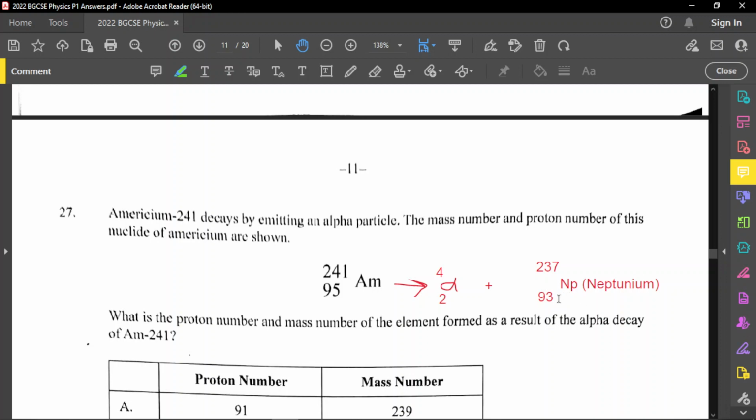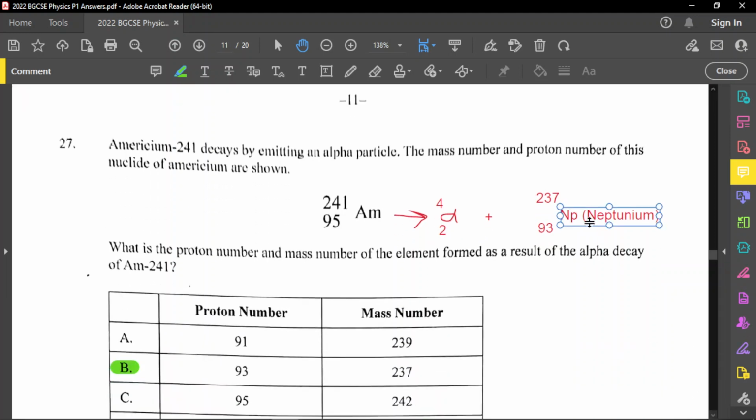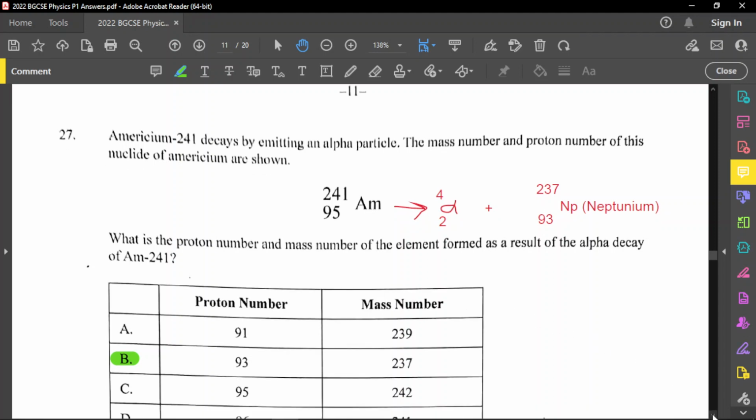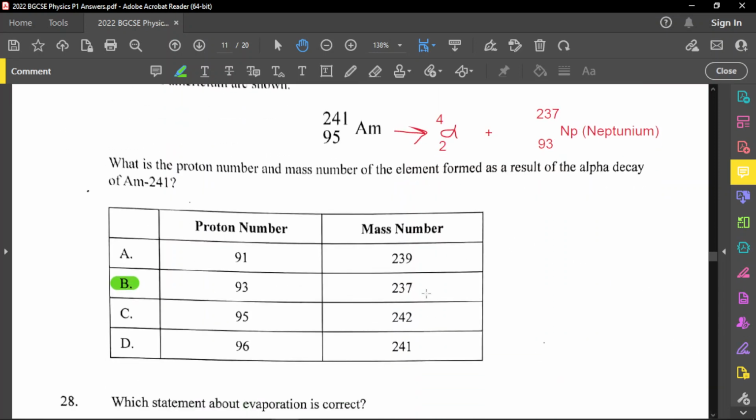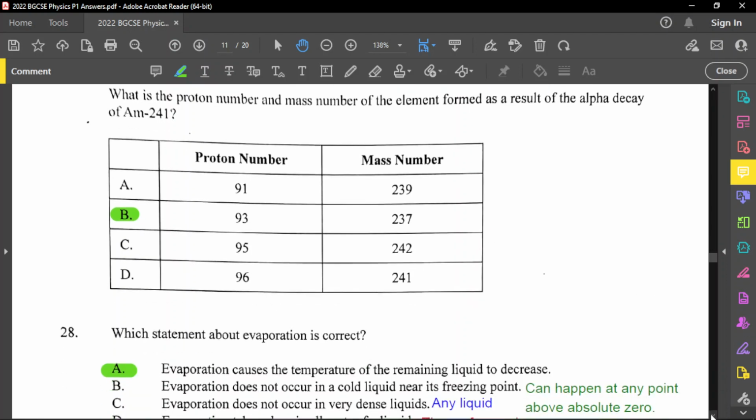If you look at the periodic table, you notice that element 93 is neptunium. The name is not needed based on the question, however, just need to know. It said, what is the proton number and mass number of the element formed as a result of the alpha decay of americium 241? Here we have 93 and 237 as the correct answer. So option B is the correct answer there.